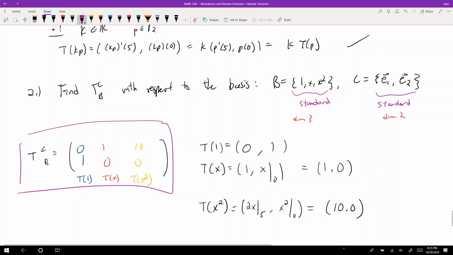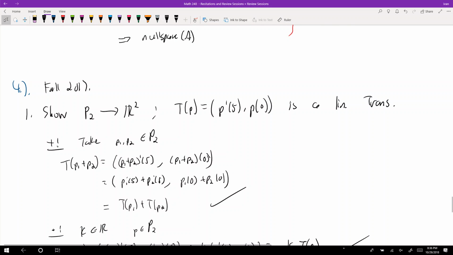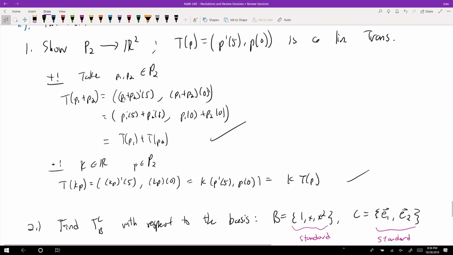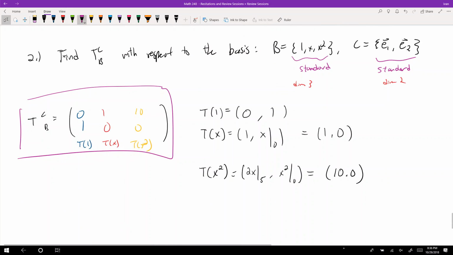That's it. Can you explain again why for T of 1 it's 0 and then 1? Why is it 0? The first entry, the first part of the map, is p prime at 5, so you just take the derivative of 1, that's 0. The second entry is p at 0. P is just the constant function 1, and I'm evaluating it at 0. Because I literally just plugged in 1.